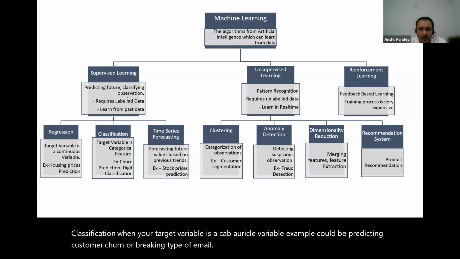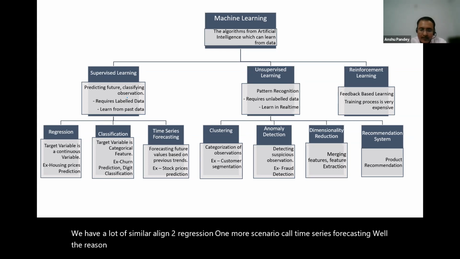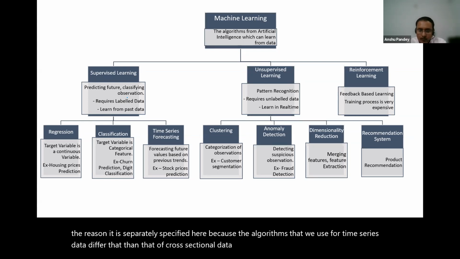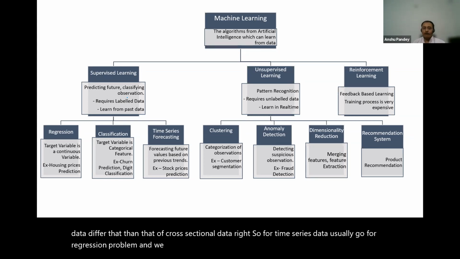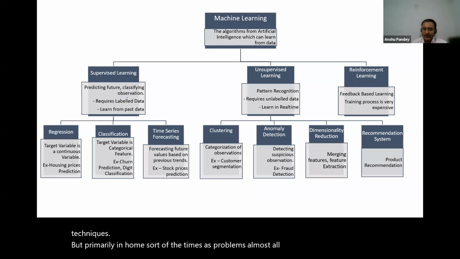We have one more scenario aligned to regression, called time series forecasting. The reason it is specified separately is that the algorithms we use for time series data differ from those for cross-sectional data, right? For time series data, you usually go for a regression problem, and there we use a different set of algorithms such as ARIMA, SARIMA and exponential smoothing techniques. But almost all time series problems are regression problems.